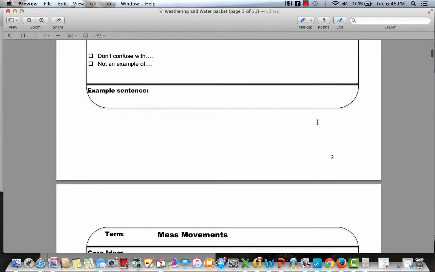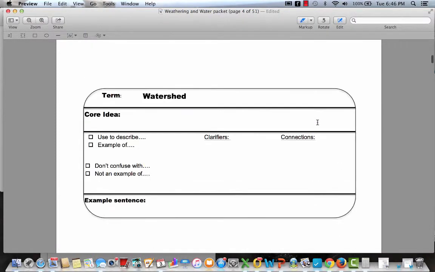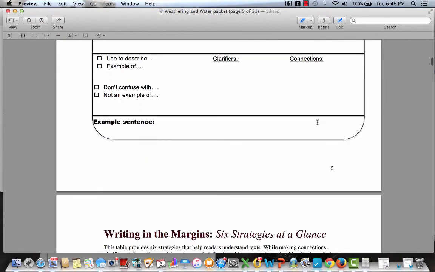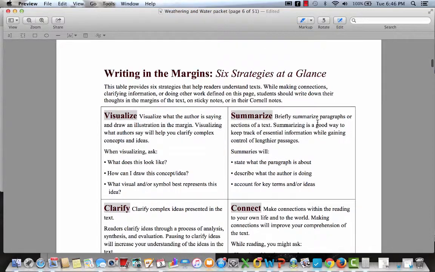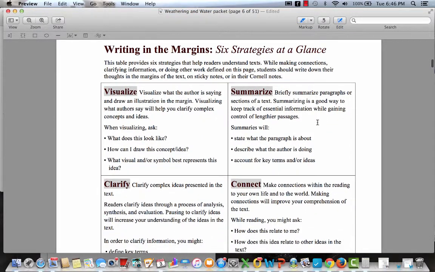In our red packet, we're going to turn to page 6. This week we're practicing writing in the margins. Yesterday we did visualize, so we are visualizing our text and drawing pictures in the margins. Today we are going to use the strategy of summarize. So in all of your margins or blank spaces on your page, you will be summarizing the text.